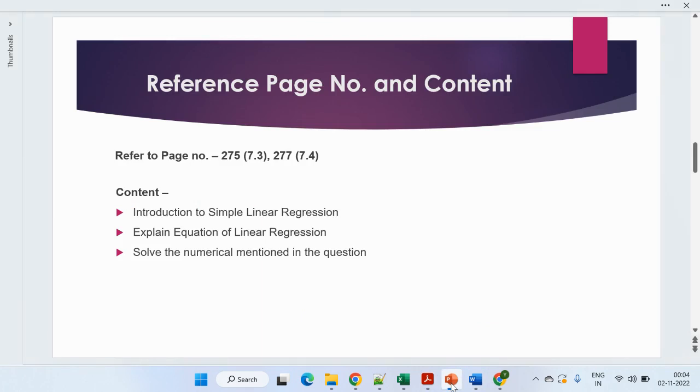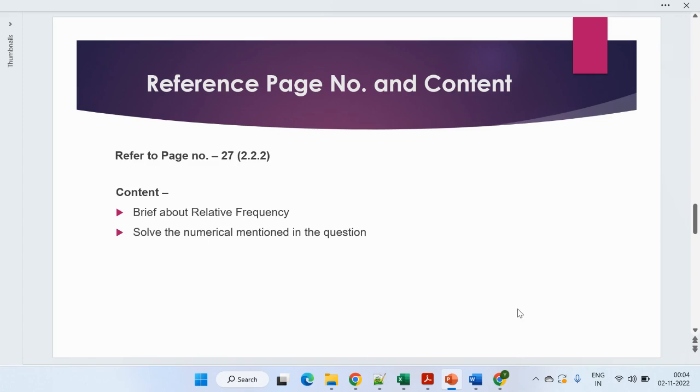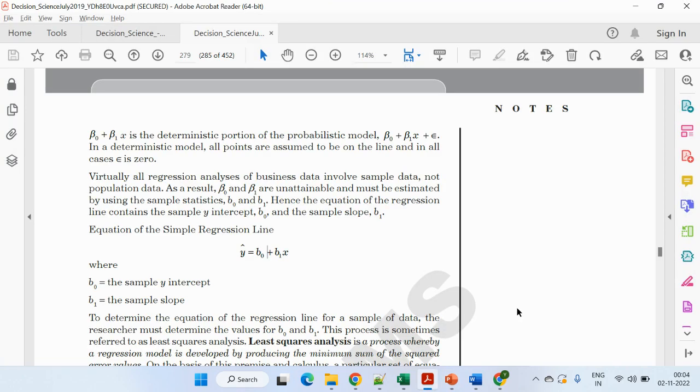Now moving to our third question. The third question is: calculate the relative frequency based on the following data, and using the relative frequency, discuss the data by choosing the appropriate graph. The data is district-wise micro, small, and medium enterprises. A note: you may use Excel, Tableau, or Power BI for creating the graphs. You are allowed to copy the graph only. Make sure you follow the general instructions for the writing assignment. So you need to refer to page number 27.